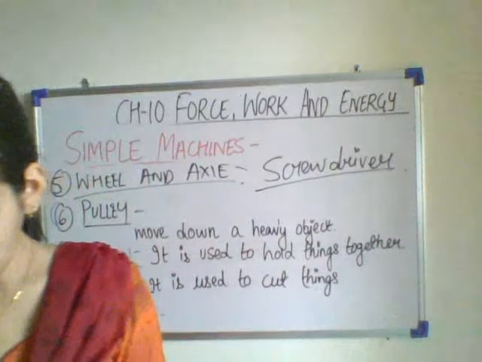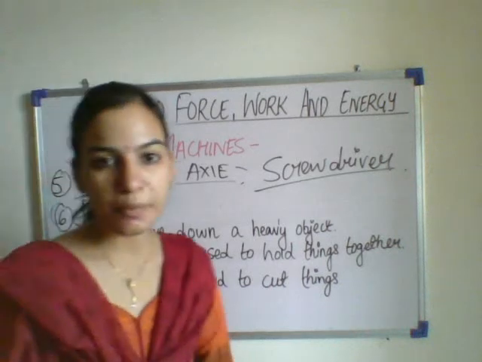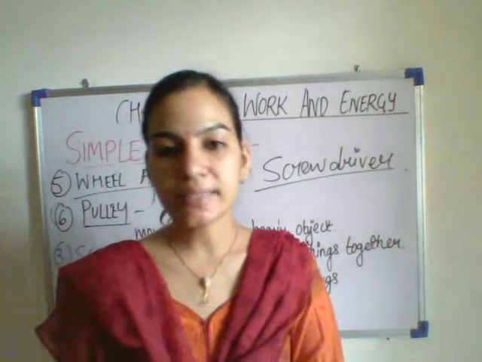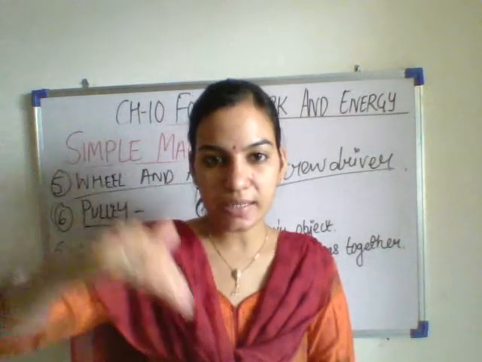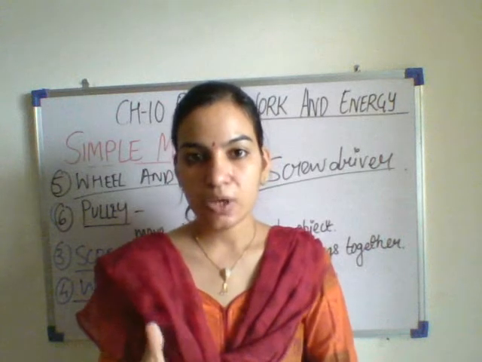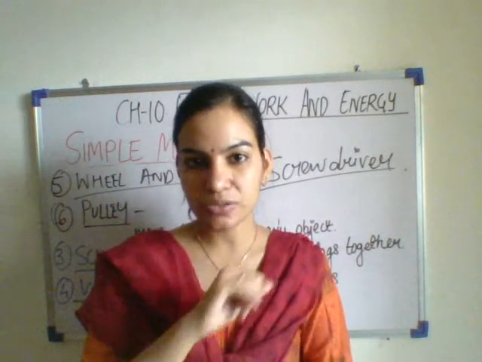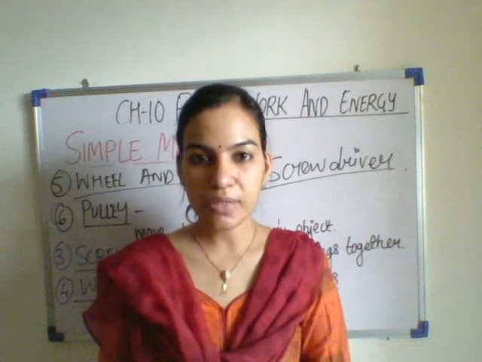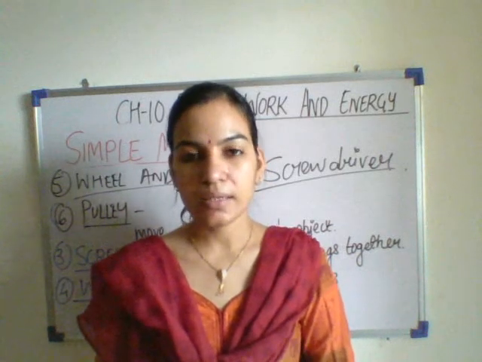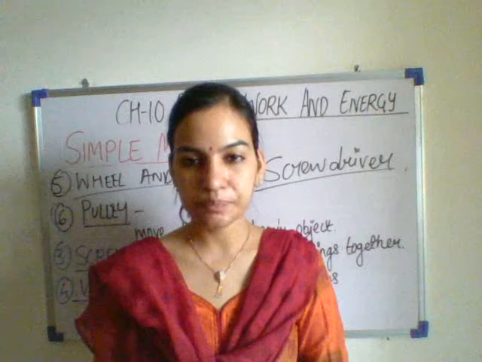The second simple machine that we have studied was the inclined plane. What are the examples of the inclined plane? Like slides in the park. Second thing, ramp. A ramp is there in your house so that the vehicle can easily move into the garage. So it is an example of the inclined plane. The inclined plane is used to move heavy objects easily.